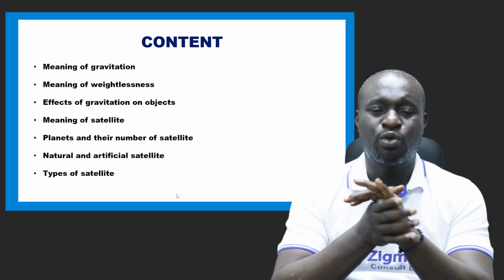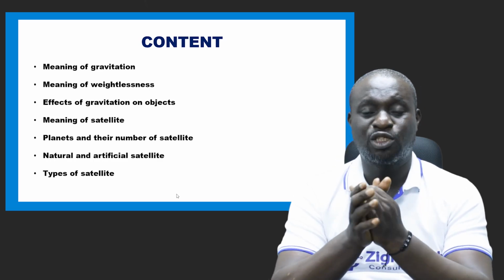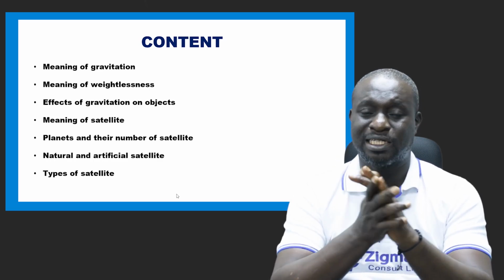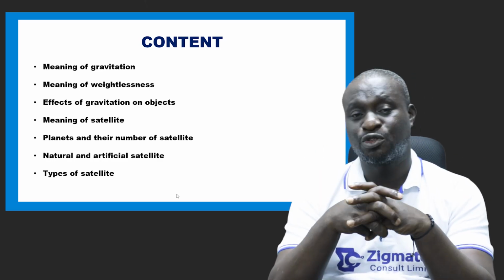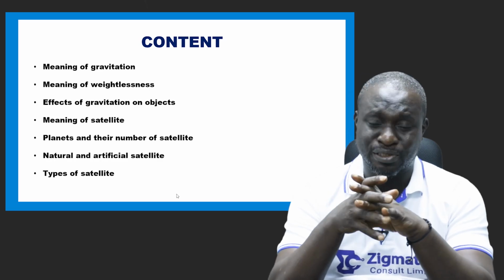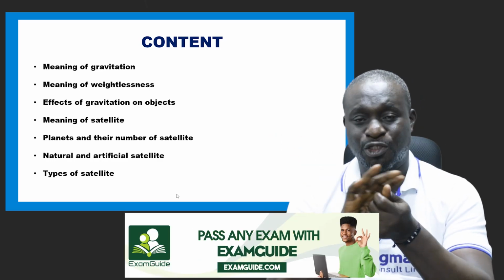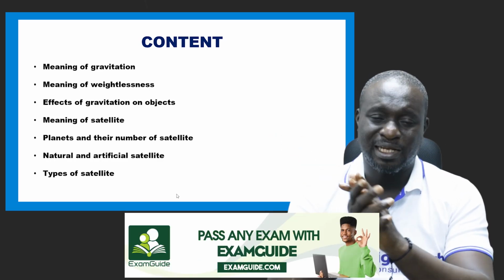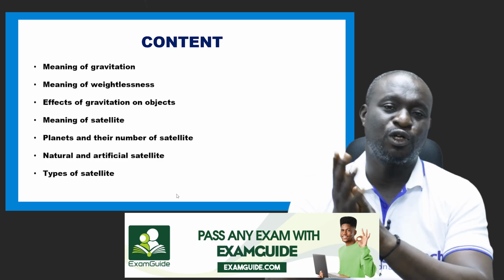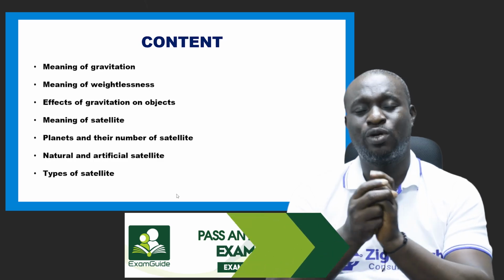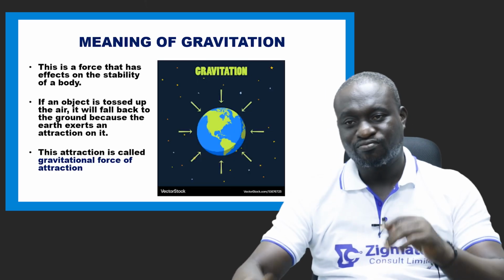And like I told you, we're going to be talking about satellites. We're also going to be looking at the meaning of satellites. We're going to talk about planets and their number of satellites, mostly natural satellites. We're also going to be talking about natural and artificial satellites, and then we'll look at the types of satellites we have, mostly artificial. So these are some of the things we're going to be discussing in this wonderful topic on gravitation and weightlessness as well as satellites. Now let's begin with this.